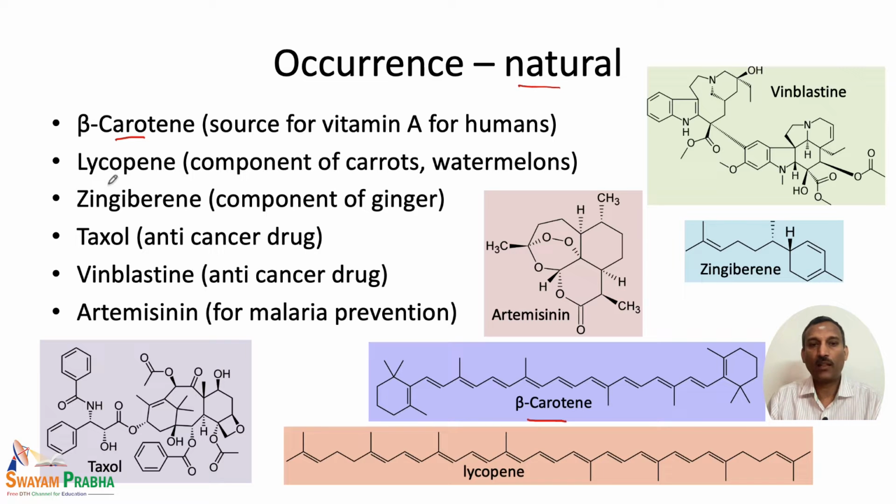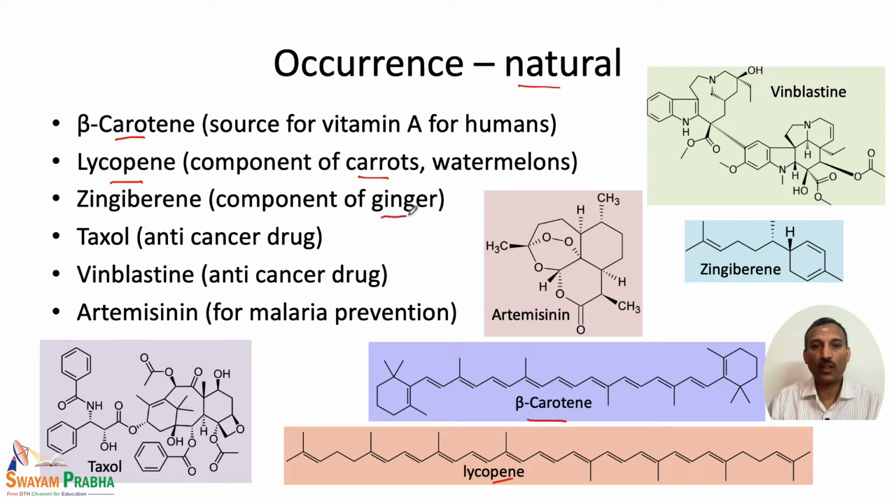And another terpene, lycopene, is actually the component of carrot and watermelon. This gives the red color. So here is the compound lycopene. This gives a red color to these kinds of compounds, and the orange color of this carrot is also due to some of these carotenoid compounds. We will look at some of the carotenoid compounds later.